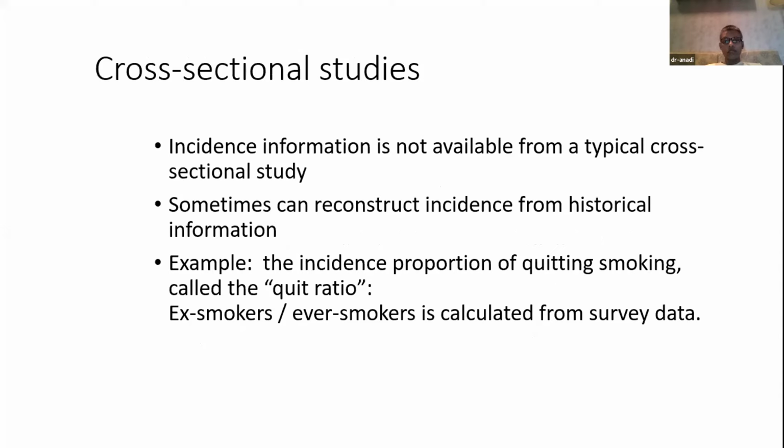So what we are getting from these studies, we are not getting incidence information. We are getting prevalence information from this study. Sometimes we can reconstruct incidence from historical information. For example, the incidence proportion of quitting smoking, called the quit ratio, we can study from a cross-sectional study how many people are ex-smokers, how many people are ever smokers. So we can give a ratio, that is called the quit ratio of smoking in case of ex-smokers and ever smokers, that can be calculated from the survey data.